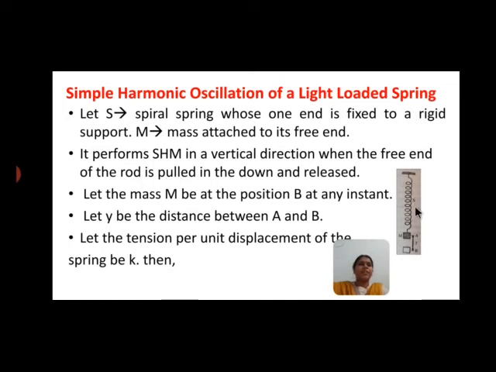Let S be the spiral spring, whose one end is affixed to a rigid support and the other end, that is the free end, has the mass attached. In equilibrium of the spring, let the mass be at a point A. This will undergo simple harmonic motion when the spring is pulled downward and released.